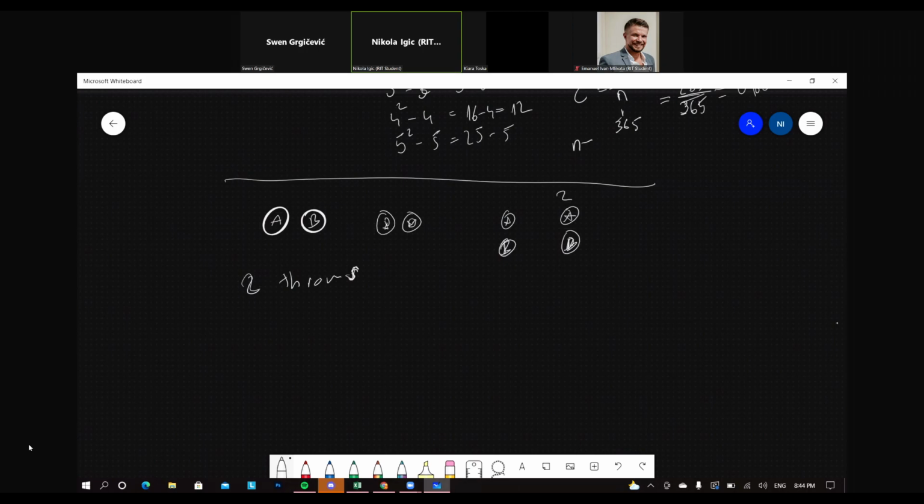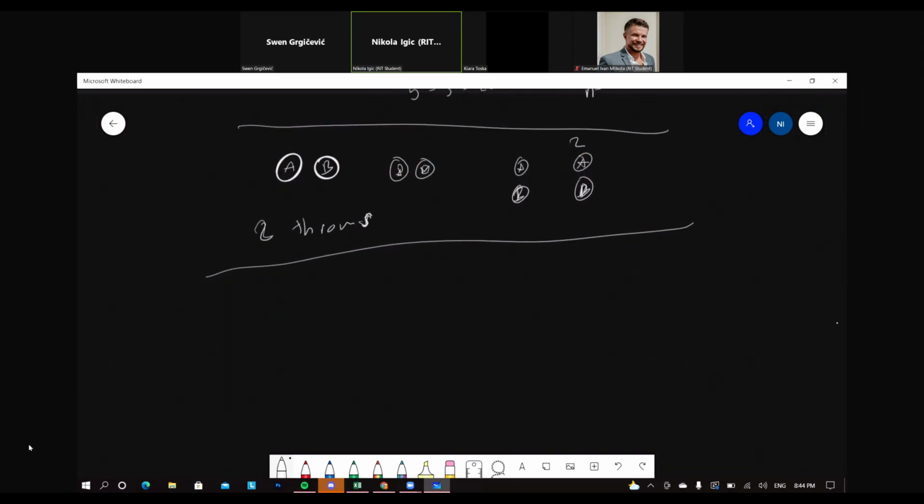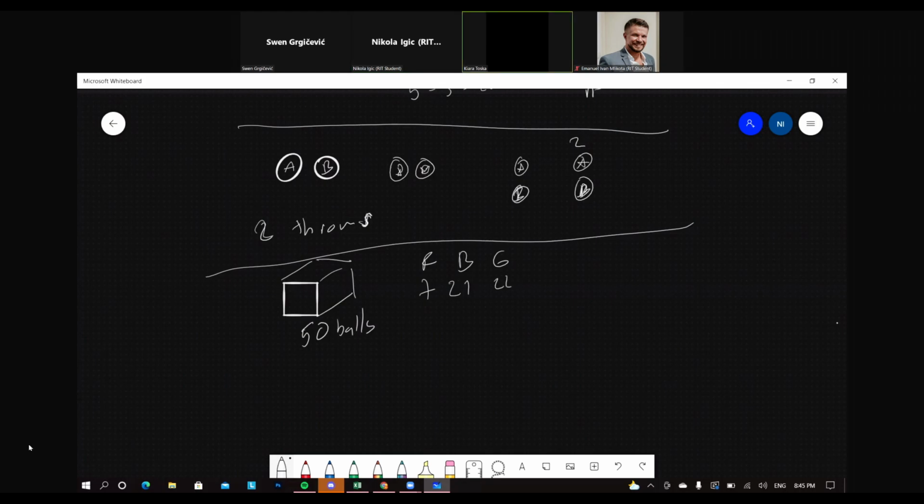I don't remember exactly what was with the balls, but I will ask you. Just imagine you have 50 balls in a box, and 7 of them are red. Let's have blue and green. 21 is going to be blue, and how much is left? 7 plus 21 is 28, and 22 is going to be green. Okay, how many pulls do you need so you're sure that you got a blue ball?